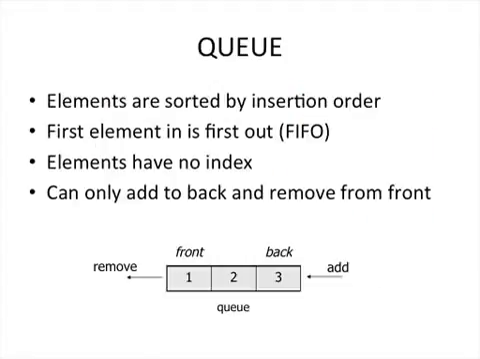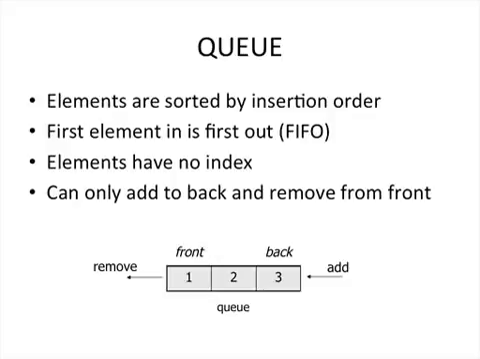So a queue is a data structure in which, just like stacks, elements are sorted by insertion order. However, in queues, the first element that you put in is the first one that comes out. Again, elements have no indexes, so we can't access an element in the middle of a queue. We can only add to the back and remove from the front.